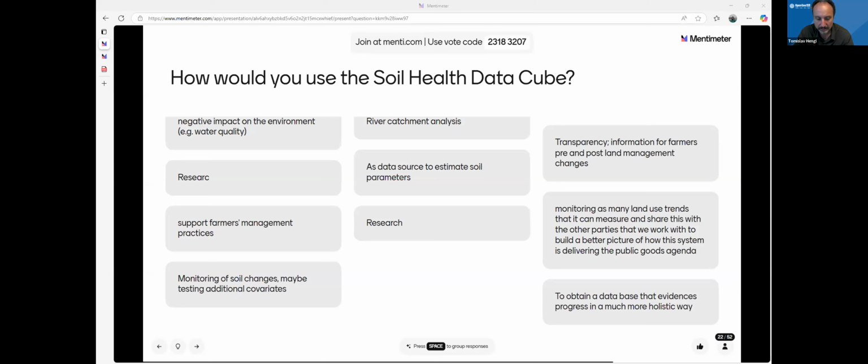And Sentinel is the same, Copernicus Sentinel. It's really a gold mine. We really heavily underuse this data.